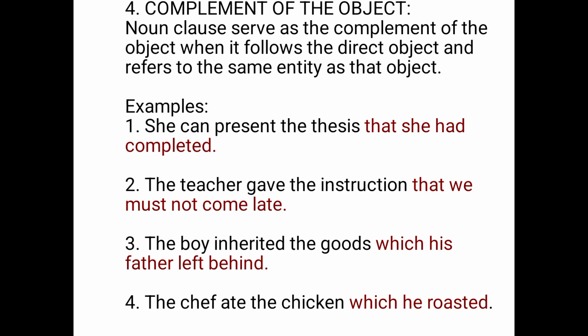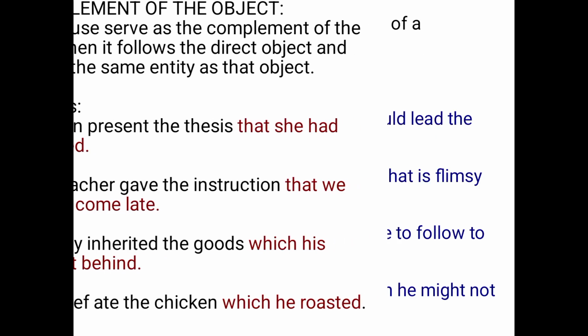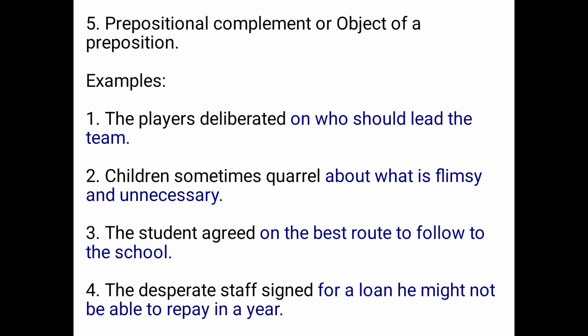So you can go through that again. Complement of the object, complementing the direct object. It is the object it is following directly. All right. Then you have the prepositional complement, or we say the object of a preposition. When we talk about the object of a preposition, it shows that the noun clause is following the preposition.